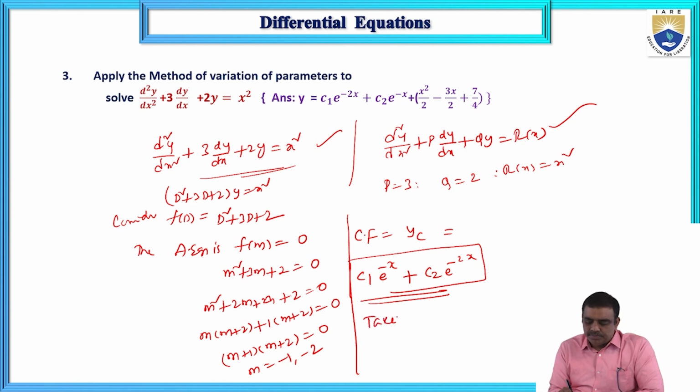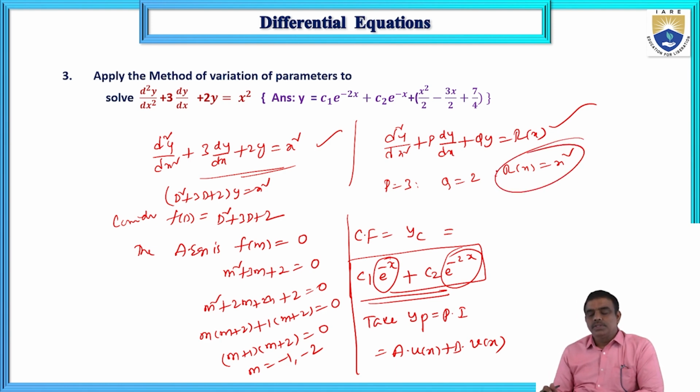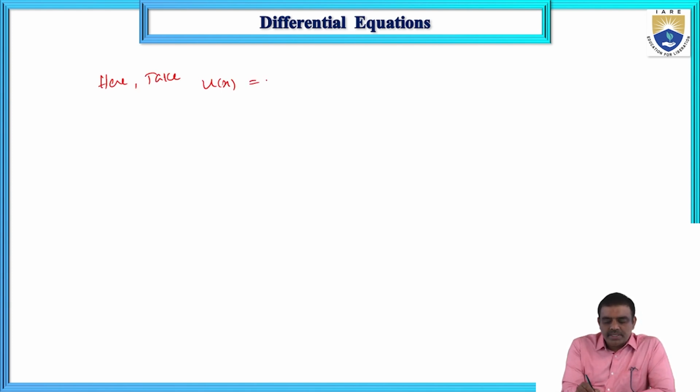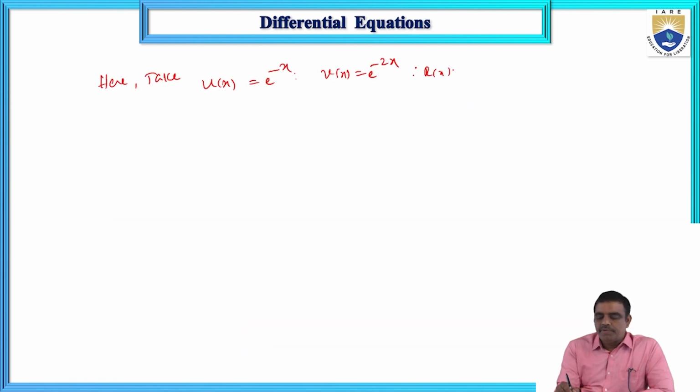So, now take yp, or particular integral, is equal to a into u of x plus b into v of x. What is u of x? You have to assume e power minus x. What is v of x? e power minus 2x. And what is r of x? That is x square. So take u of x is equal to e power minus x, v of x is e power minus 2x, and r of x is equal to x square.